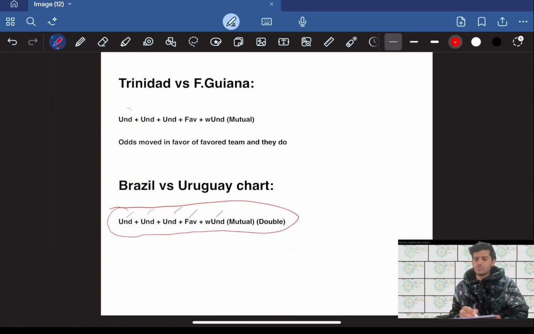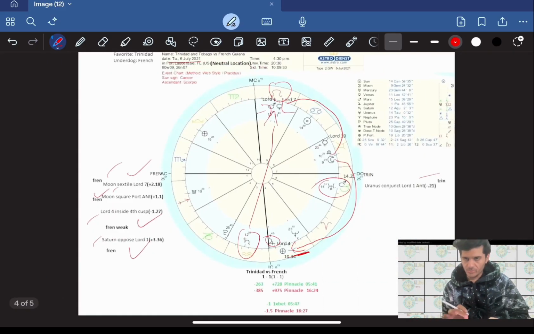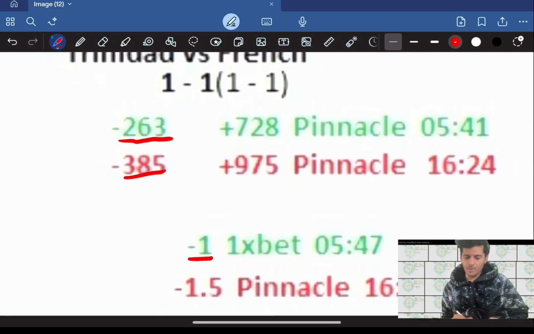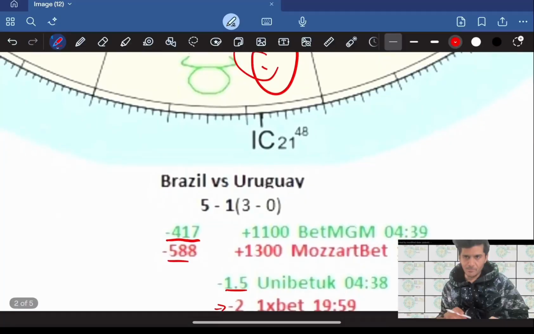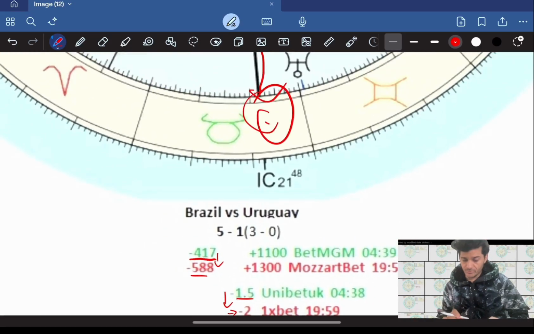All right, so now knowing this, the results should be the same as it correlates with the odds, right? Let's look at the odds. The favorite team here opened at 263, closed at 385. Open at 1, closed at 1.5. All right, so the odds moved in their favor, just like the Brazil game that we just saw. See, same movement. It went up by a half point. This is the money line. It went up by a half point, so it's moving in their favor.